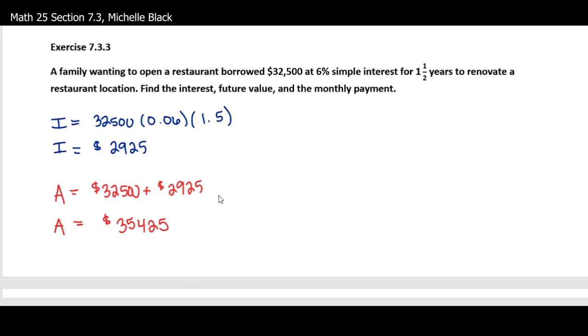And you should have got $2,925 for your interest and $35,425 for the future value of the loan.